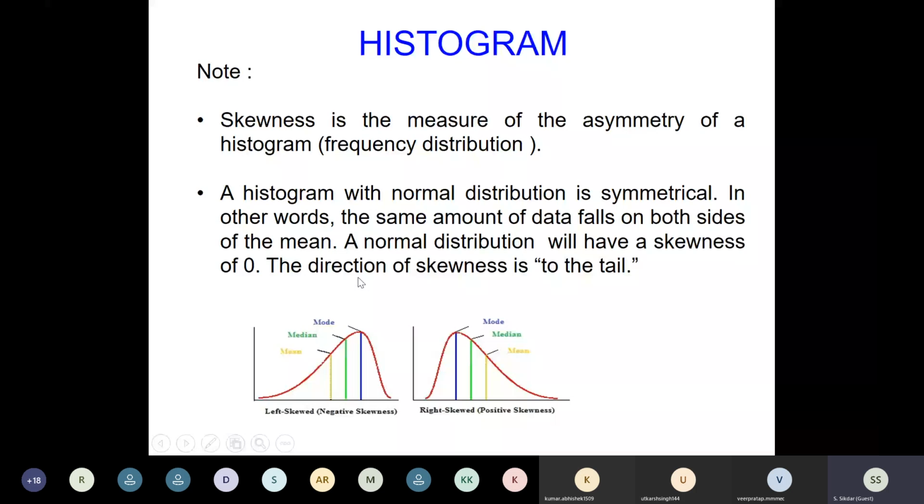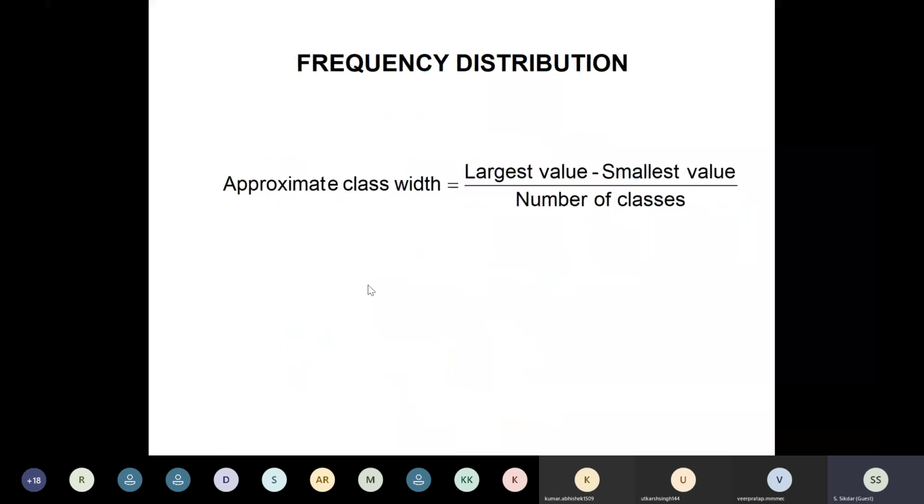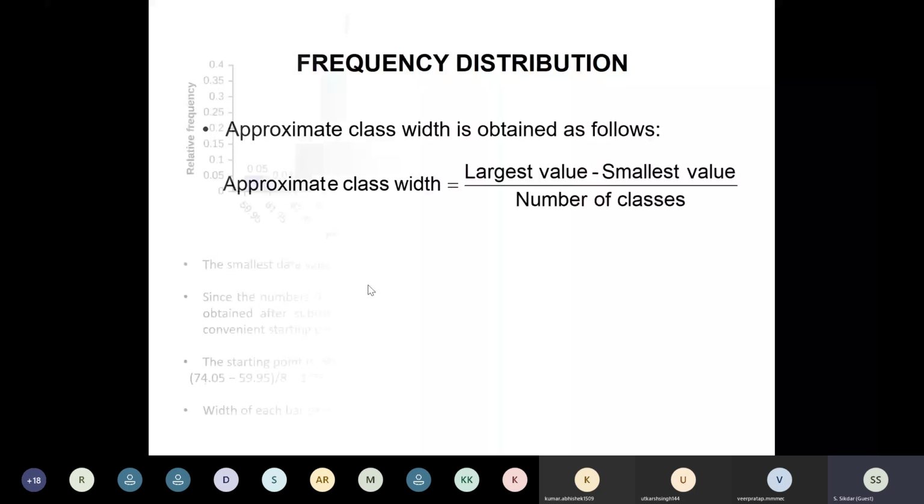So we move to the next. This is the class width, as I said: the largest value minus the smallest value divided by the number of classes. Now class widths do not necessarily have to be the same. This is the formula that is used. Here we take up one example.